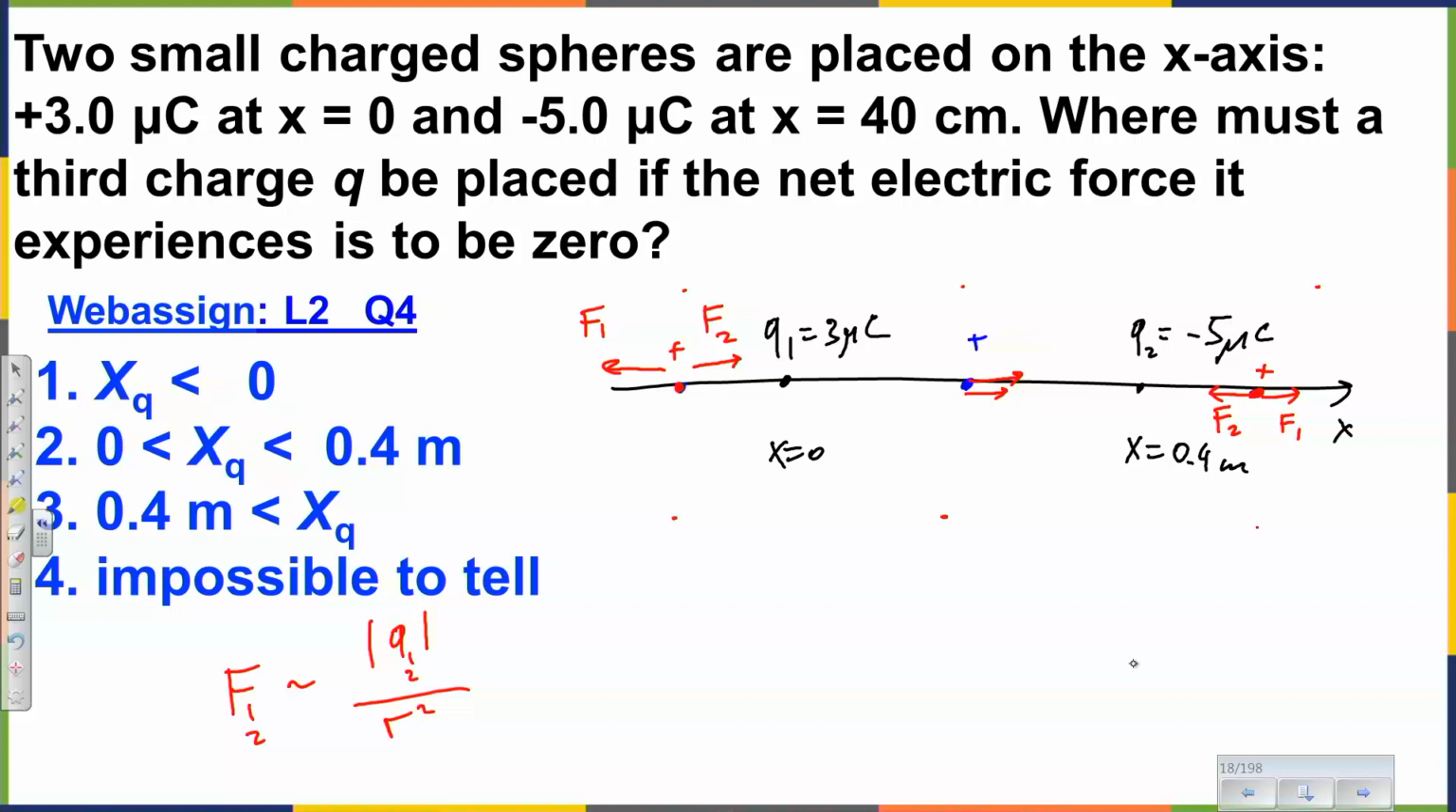So, what do you think? Can we balance the forces on the left, or can we balance the forces on the right? This is 3. This charge has magnitude of 5. 5 is greater than 3, right? So here, if I place the third charge here, this force should be, how do we finish it? Stronger, equal, weaker, greater, equal, less.